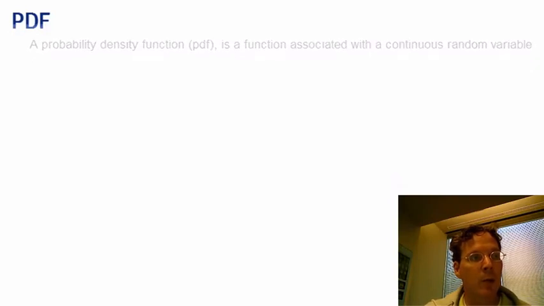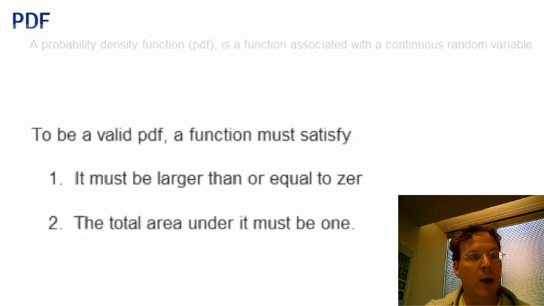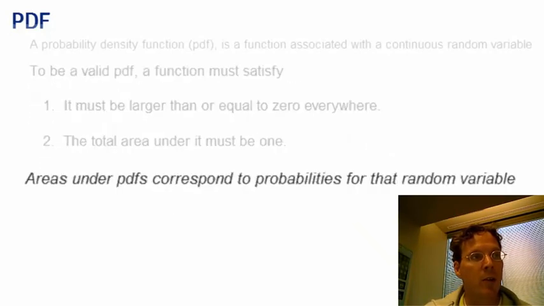Specifically, to be a valid probability density function, a function must satisfy being larger than or equal to 0 everywhere, and then the total area under it must be 1. And then here is the basic rule of a probability density function. Areas under probability density functions correspond to probabilities for that random variable.